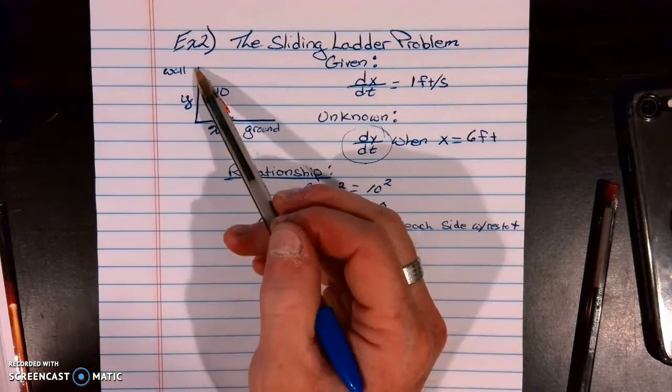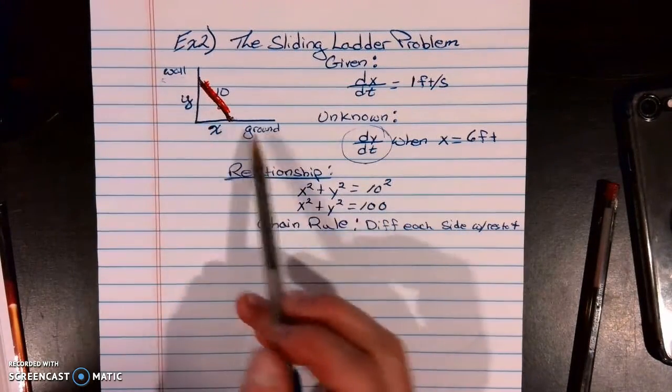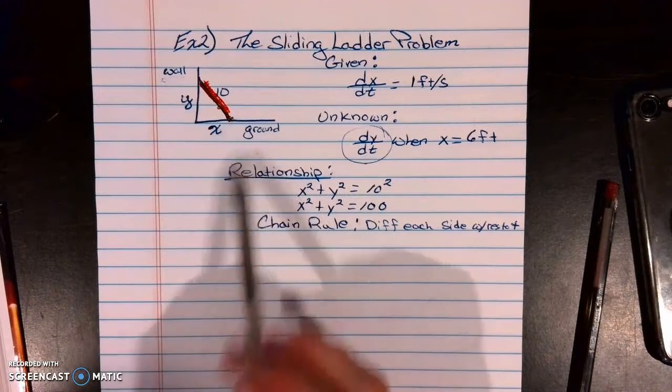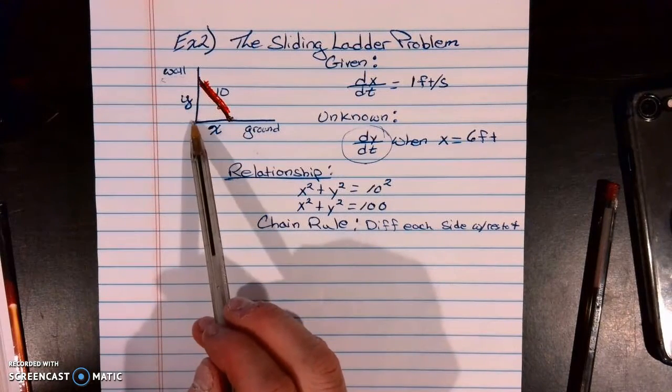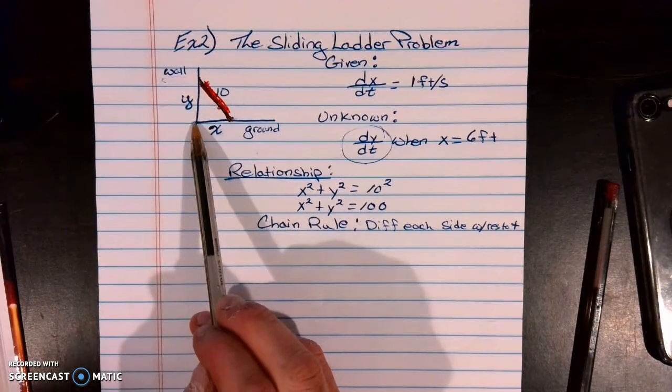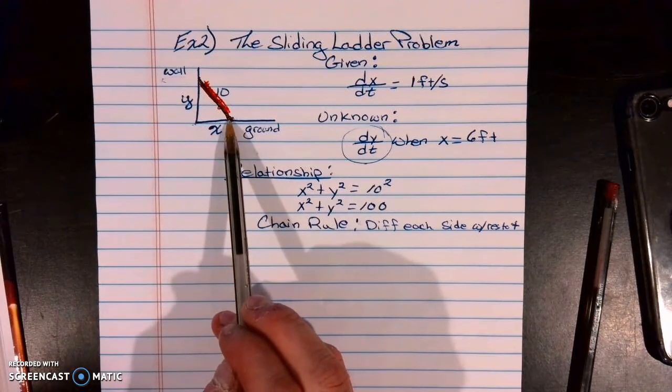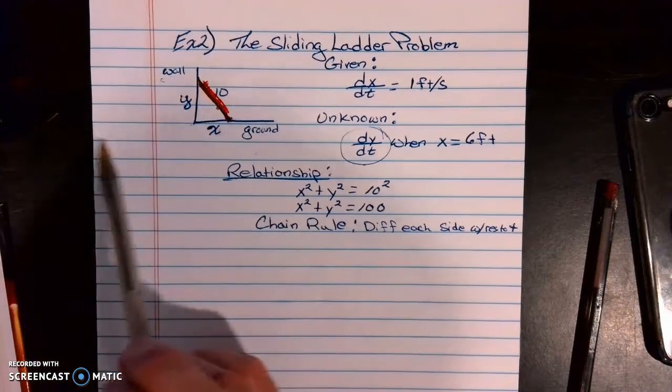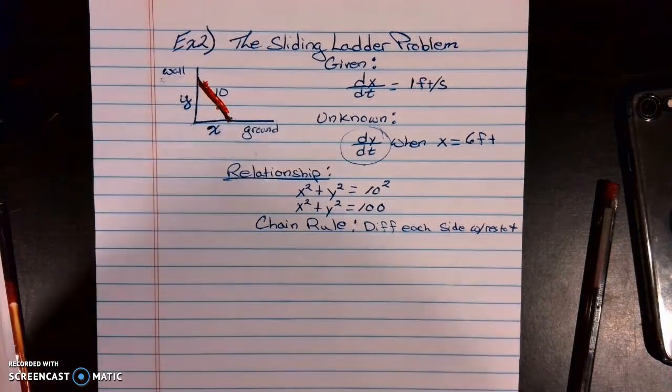And this ladder is leaned up against a wall, and then it's also touching the ground. And y represents the distance from the ground to the top of the ladder, and x represents the distance from the wall to the bottom of the ladder. And so in this particular problem, we're just going to read it out, the example from the book.